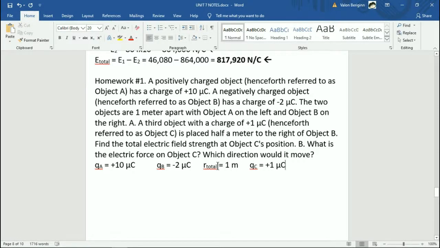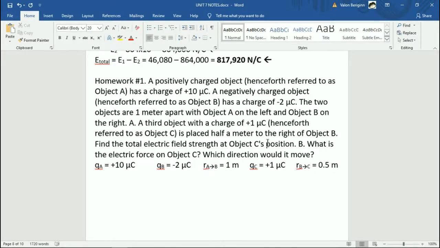Okay, so we're going to revise this now. This is the distance between A and B, so A to B is 1 meter. Now object C is half a meter to the right of object B, so this distance, B to C, is half a meter. Find the total electric field strength at object C's position. Okay, so the field strength at object C's position is the field created by objects A and B.